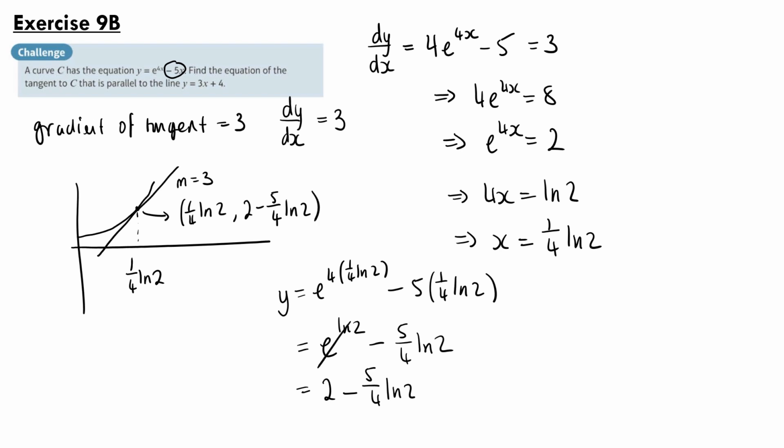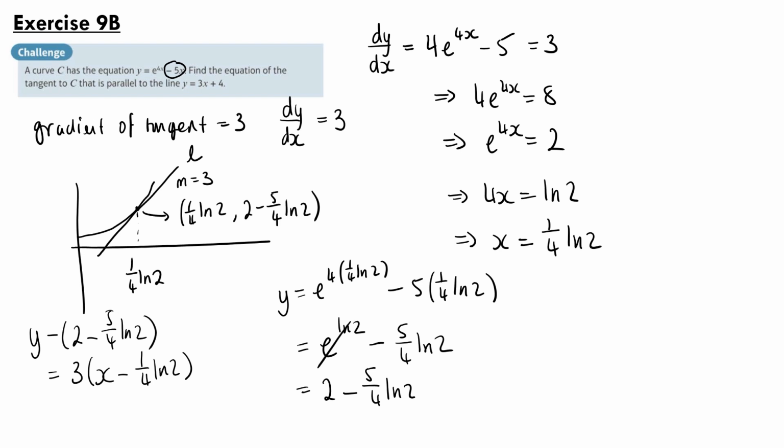And we're almost done. We just need to find the equation of the tangent. So let's call the tangent L. We're trying to find the equation of this line L. We know its gradient, we know a point on the line, so all we need to do now is substitute that into y equals mx plus c, or the one I prefer to use, y take away y1, which is just any point on the line, equals the gradient, which is 3, lots of x minus x1, which is 1/4 ln 2.